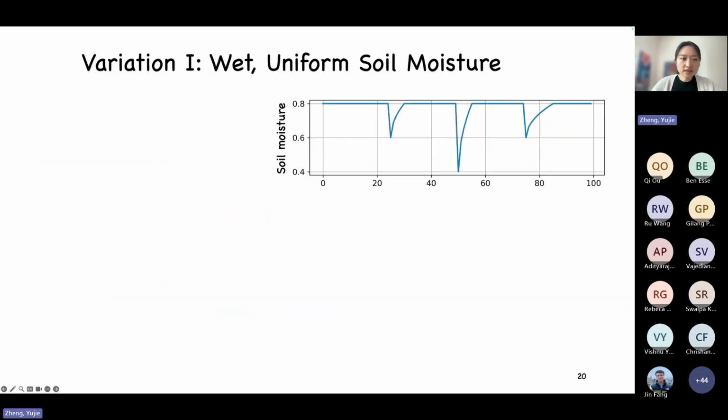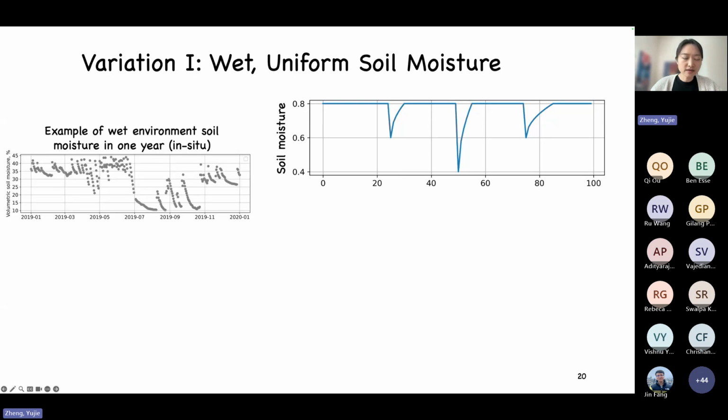So now let's consider the first variation to the baseline simulation. We'll still consider a uniform soil moisture with depths, but now in a wet environment. So the input soil moisture time series now has a high baseline soil moisture value. And instead of positive soil moisture anomalies, we have negative soil moisture anomalies. So this is not something that I made up. It's really inspired by in situ measurements.